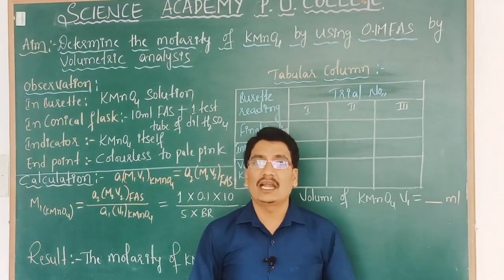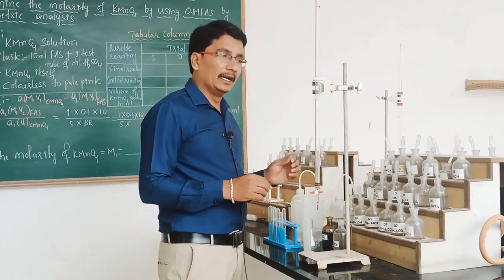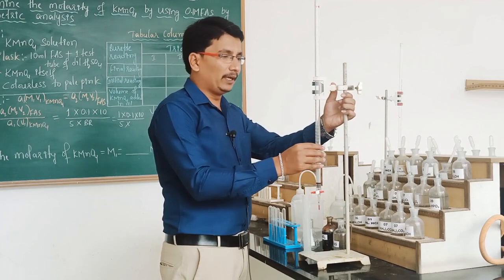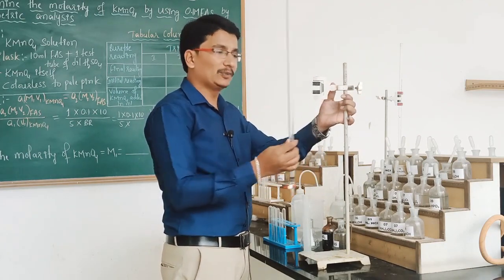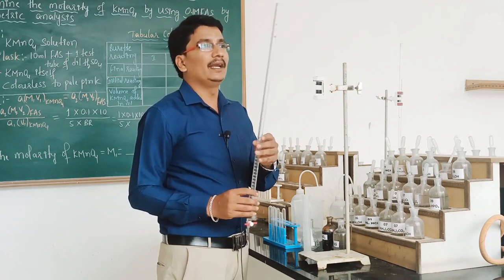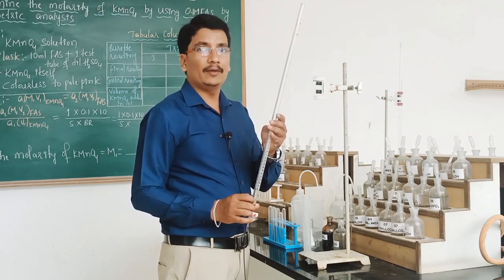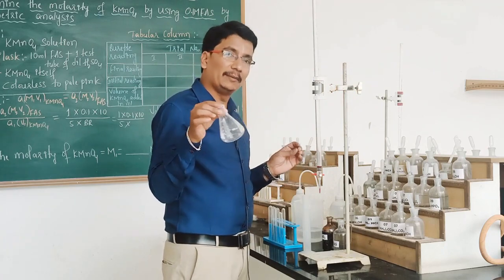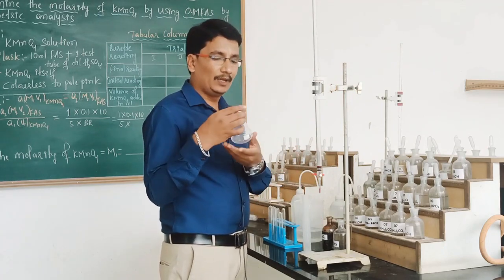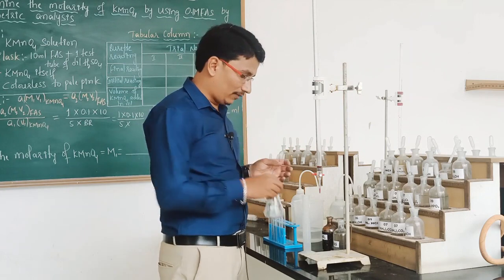Now we shall start the experiment. In the beginning, these are the equipments we are going to use for titration. This one is the burette. Here it is the 50 ml burette. Then this is the equipment used in titration. The name of this one is conical flask, and this is the 100 ml conical flask.